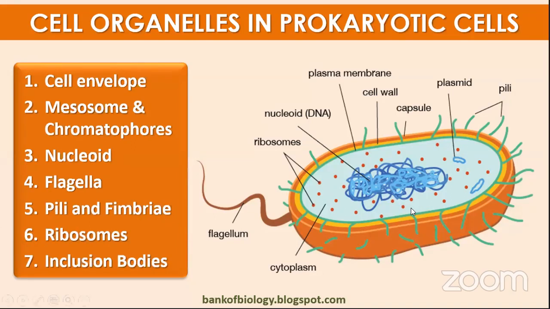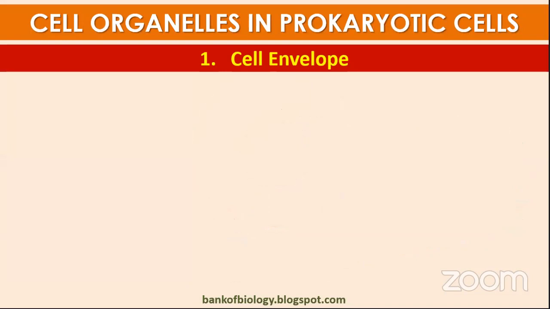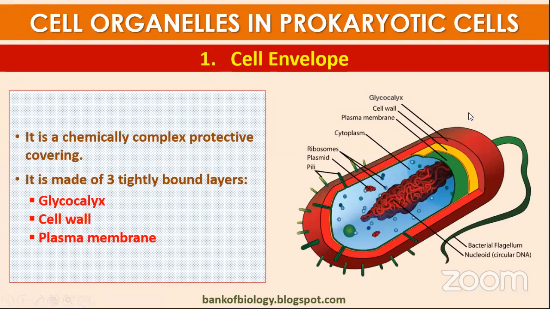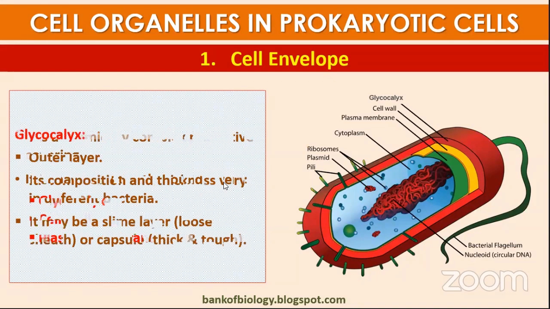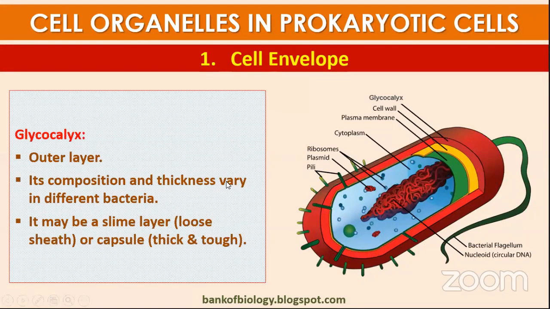So these are the components of the cell envelope. We'll see one by one. Cell envelope is composed of three major parts: the glycocalyx, cell wall, and the cytoplasm. Remember this. Glycocalyx is a complex polysaccharide, which is the outermost layer. Its composition and thickness vary in different bacteria. It may be slime, that is loose, or it might be a capsule, which is thick and tough.